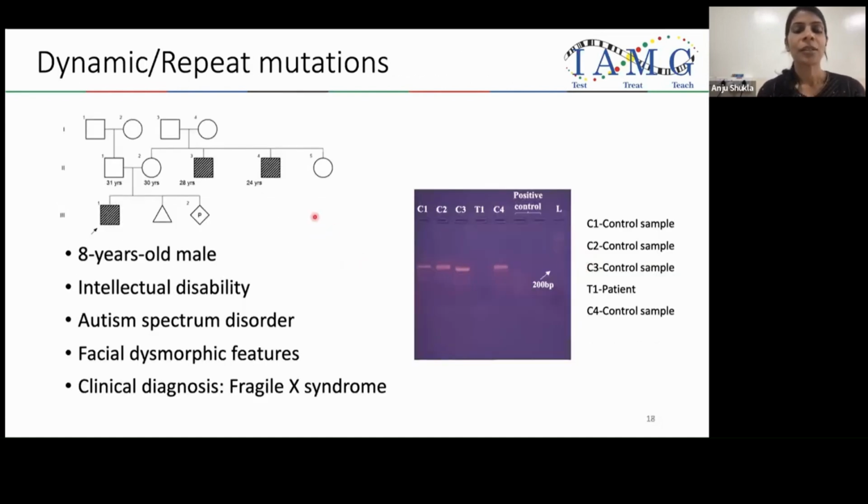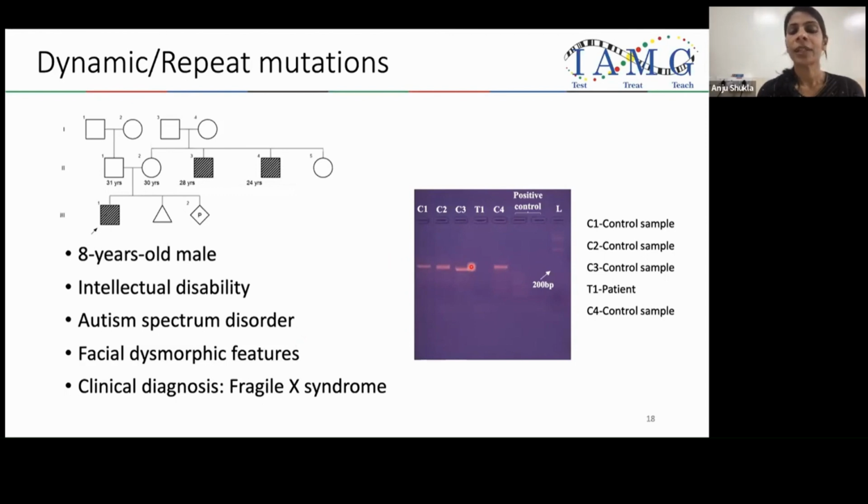Another class of disorders where we definitely need a targeted test is that of repeat mutations or dynamic mutations. These mutations lead to very complex architecture, which is often not amenable to PCR and Sanger sequencing. So this is an example of one of the disorders where we can use PCR for screening whether somebody has this disorder or not. This is an 8-year-old male that we had seen in our clinic. There was family history of 2 maternal uncles being affected with similar intellectual disability, autism spectrum disorder, and a few facial dysmorphic features. So our first clinical diagnosis was that of Fragile X syndrome.